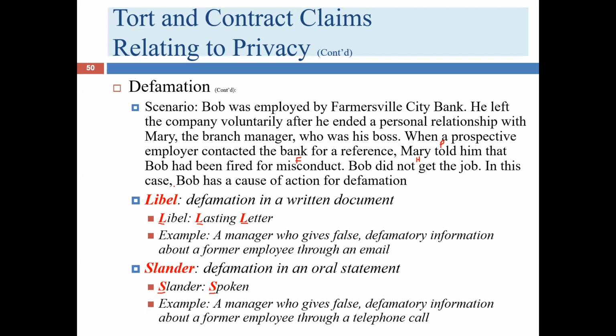So under these situations, Bob would have a cause of action for defamation against Mary individually, but because Mary is the agent of Farmersville City Bank, against Farmersville City Bank as well.